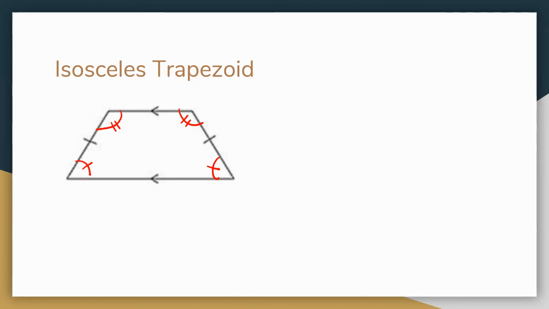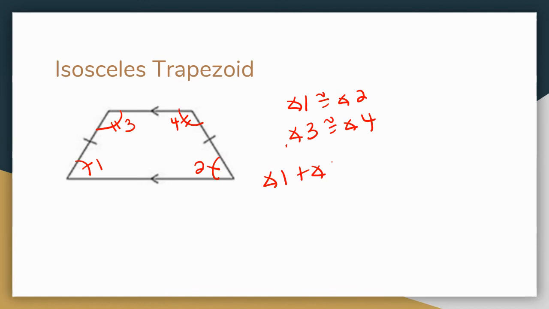So if I were to label them 1, 2, 3, and 4, angle 1 is congruent to angle 2, and angle 3 is congruent to angle 4. Now, angle 1 plus angle 3 is still equal to 180 degrees, and angle 2 and angle 4, if you add those together, will also equal 180 degrees.